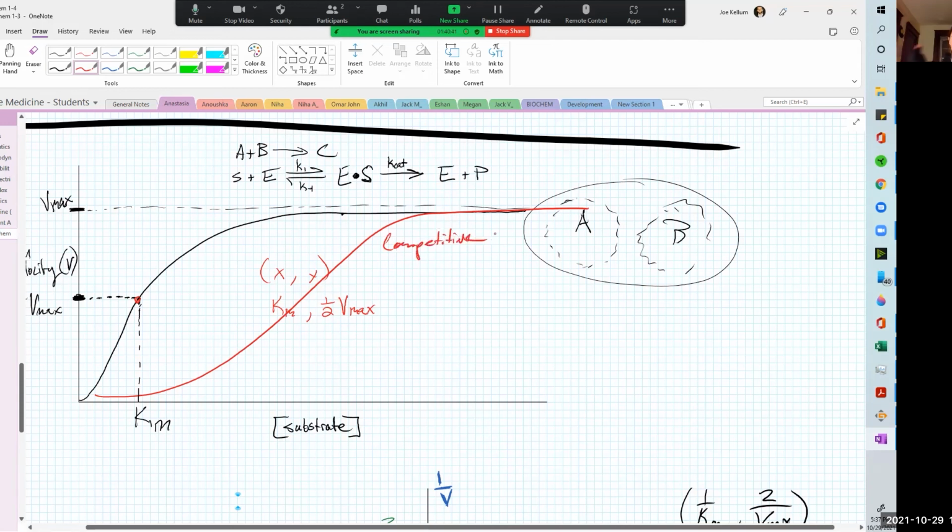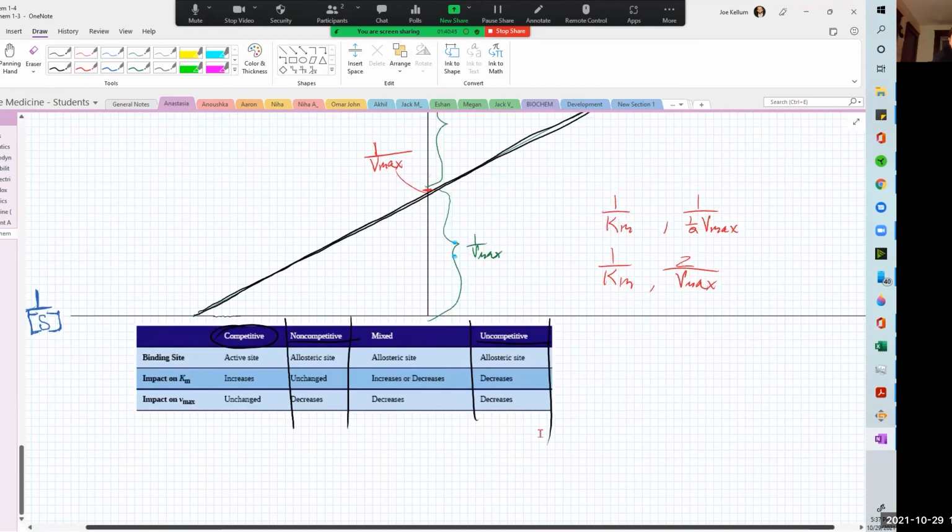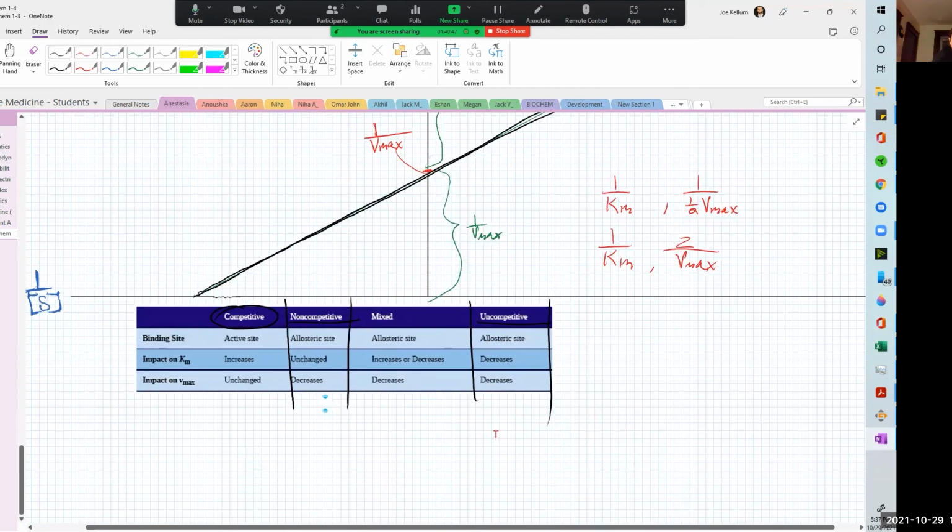And so that's the only one that binds to the active site of the empty enzyme. The rest of these don't do that. They bind to other versions of the enzyme. So where does a non-competitive inhibitor bind? I guess we can start there. Not the active site. It binds to the allosteric site.